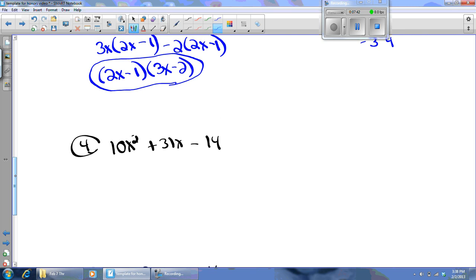Okay, let's do some where there's a negative. Now, if I do 10 times negative 14, I'm going to get negative 140, right? So the factors of 140 are 1 and 140, 2 and 70. 3 is not going to go in. 4 should. If I cut in half 70 and then 35, yeah. 5 is definitely going in.